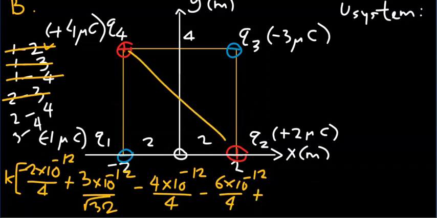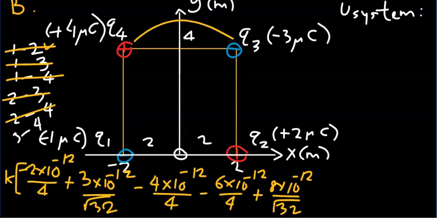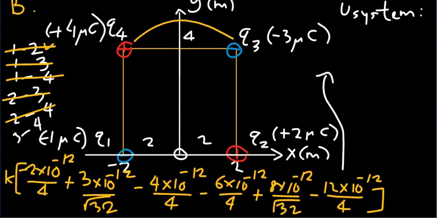The product of two positive charges, 2 and 4 microcoulombs, is 8 times 10 to the power minus 12. The distance between them, like before, is square root 32. That is the length of that diagonal distance. And finally, 3, 4. The product of the charges is minus 12 times 10 to the power minus 12. The distance between them is 4. And that's it. Calculating this term will give you minus 0.0365 joules for the potential energy of the system.